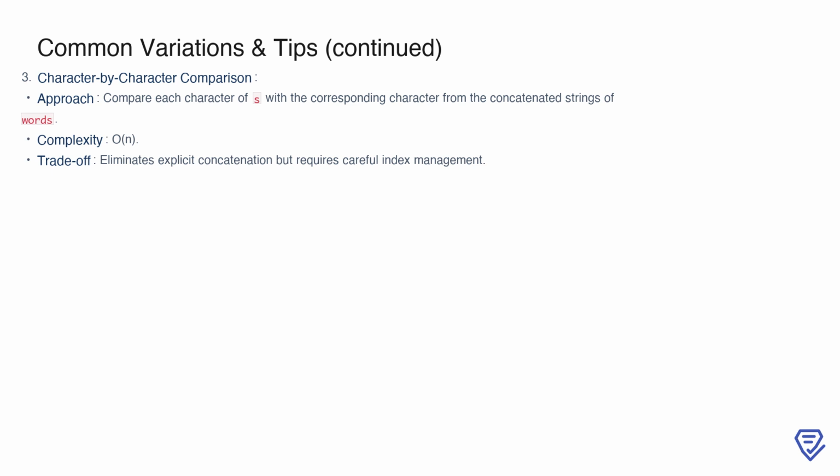A third option is character-by-character comparison. In this approach, you compare each character of S with the corresponding character from the concatenated strings of words. This eliminates the need for explicit concatenation and achieves O(n) complexity. However, it requires careful index management to ensure that you're accurately comparing the right characters at each step.